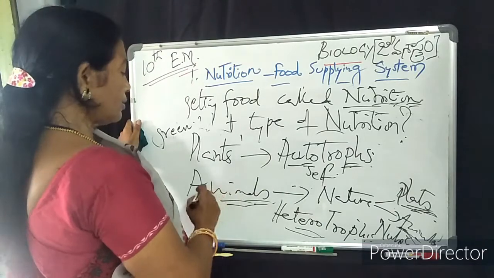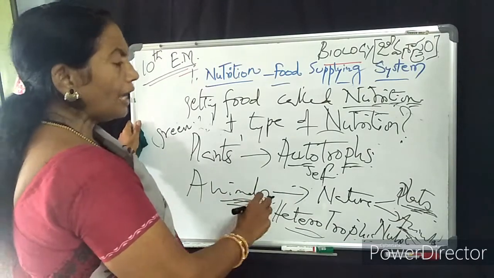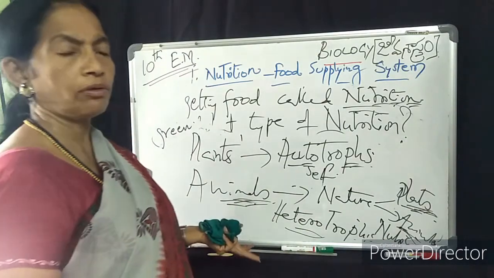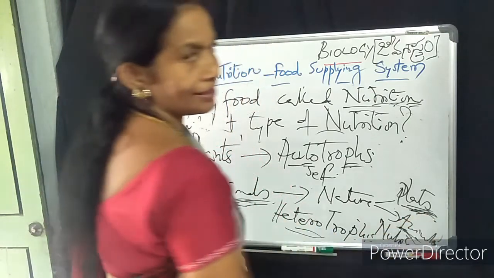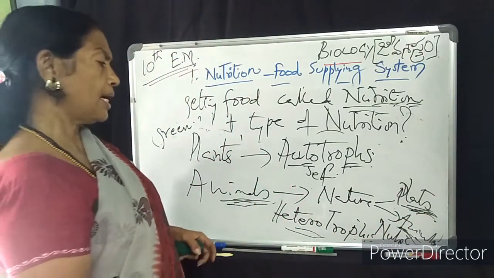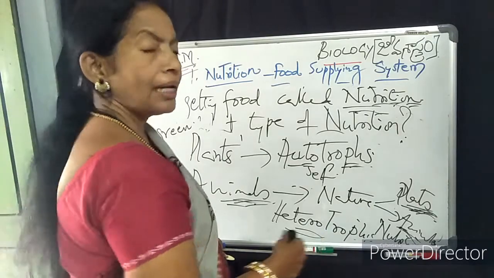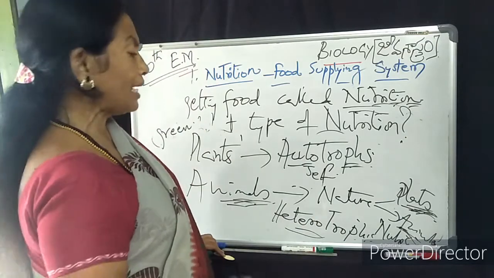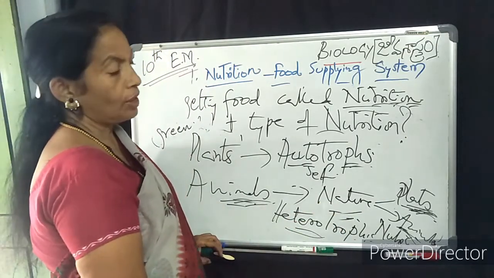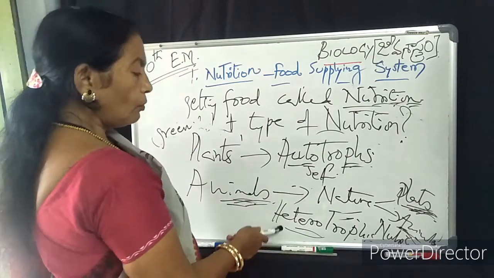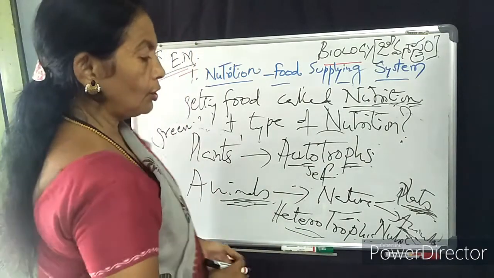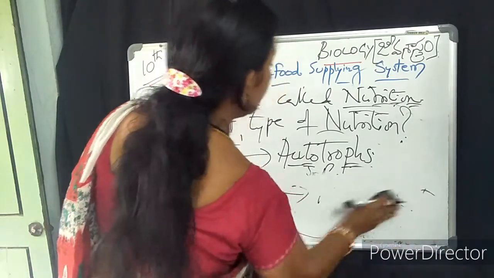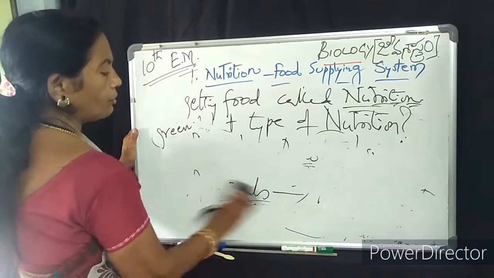Animals live on plants. If we observe cows and buffaloes, they live only on plants. And some animals live on both, like us. Human beings live on plants and animals for our nutrition. So our nutrition is called heterotrophic nutrition, and the green plants follow autotrophic nutrition.